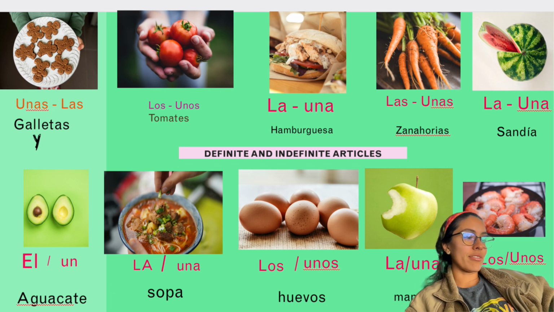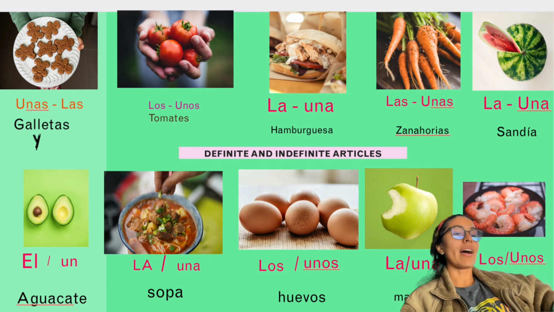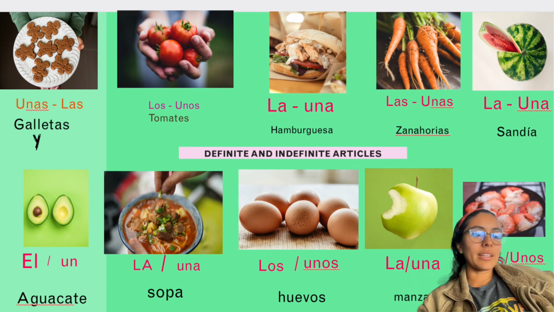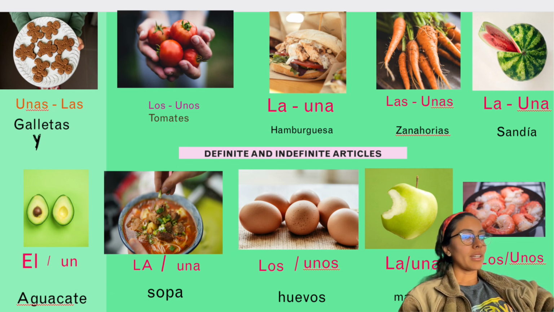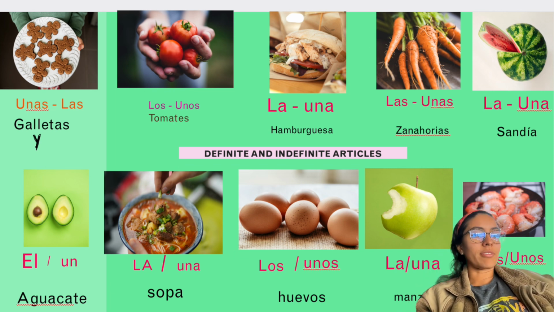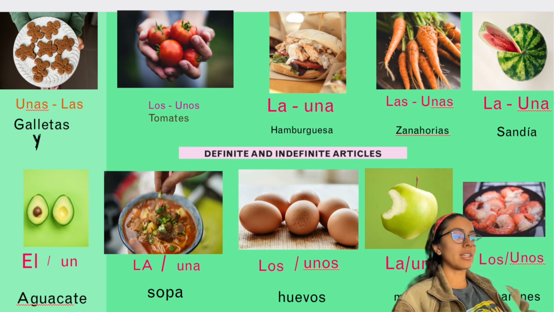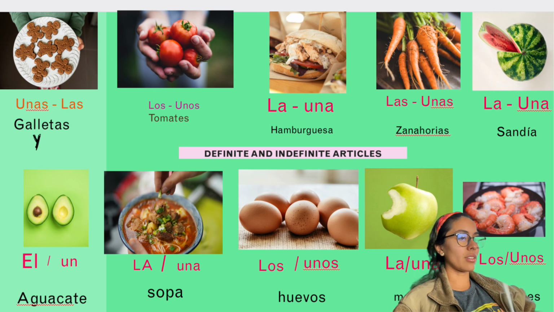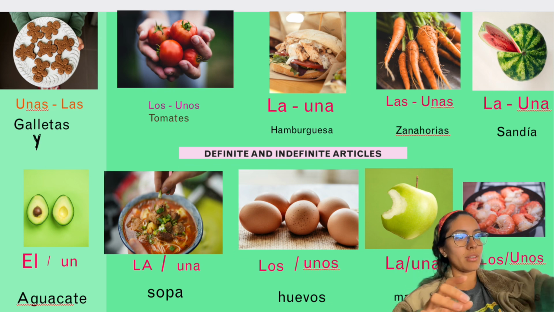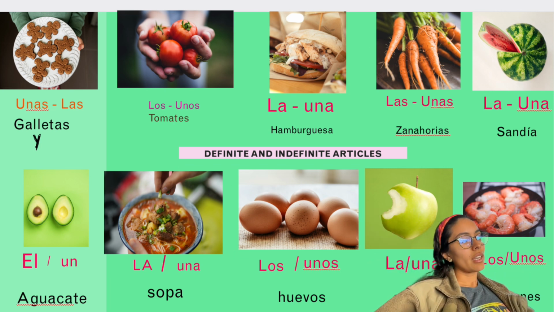And we have sopa, huevos, manzana, and then camarones. As you can see, I typed them with both the indefinite and the definite, since you can use both, as we were talking about previously. It really depends which one you want to use.